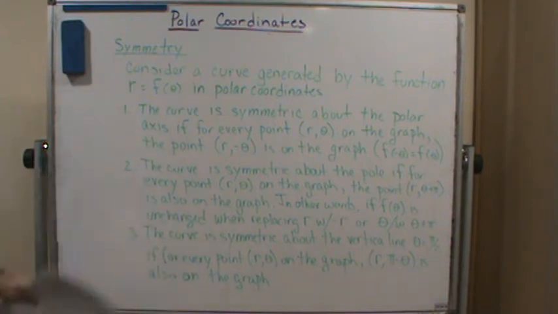Okay, so again, we're going to do some examples of how we show that a particular function is symmetric with respect either to the polar axis, the pole, or the line theta equals pi over 2.